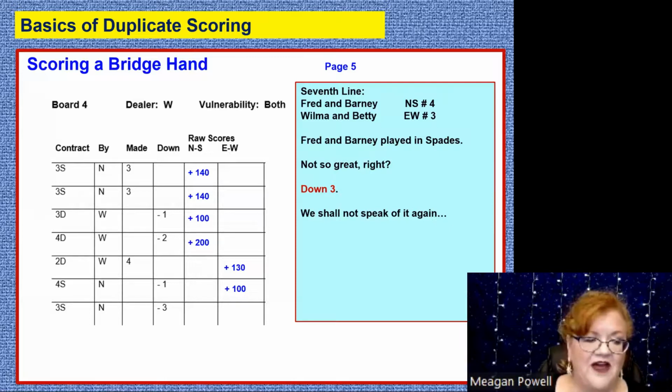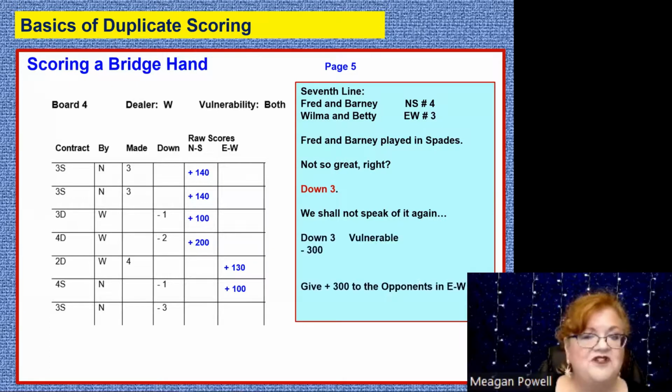So how do you figure that out? Well, they're down in the contract. They're off by 3. They're vulnerable. 100 points per trick down. They have to give Wilma and Betty in east-west plus 300. I don't want to be in that house tonight. That's not going to go well, is it?